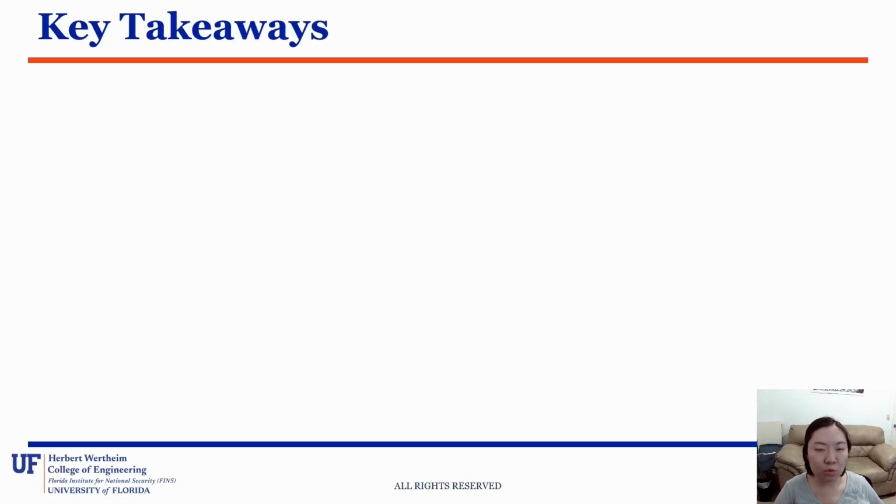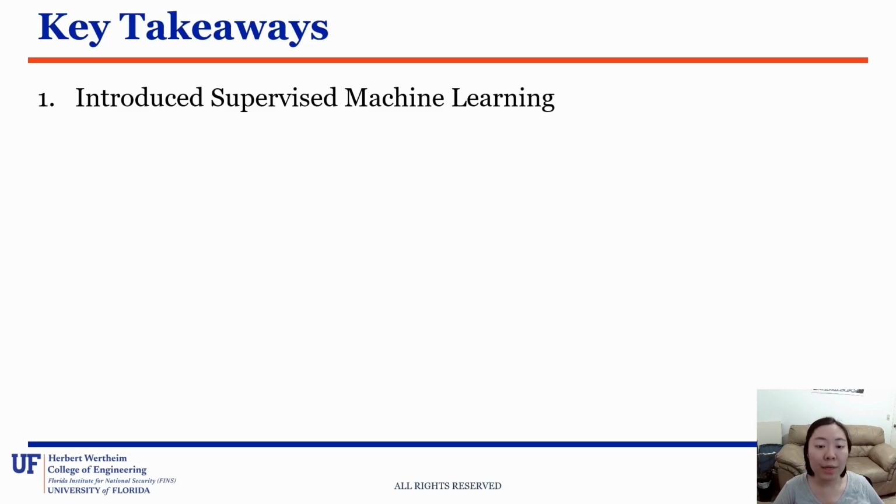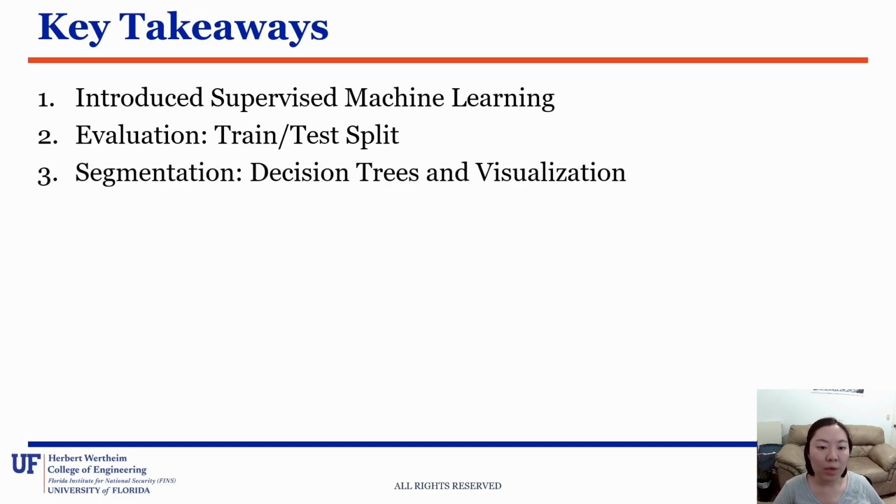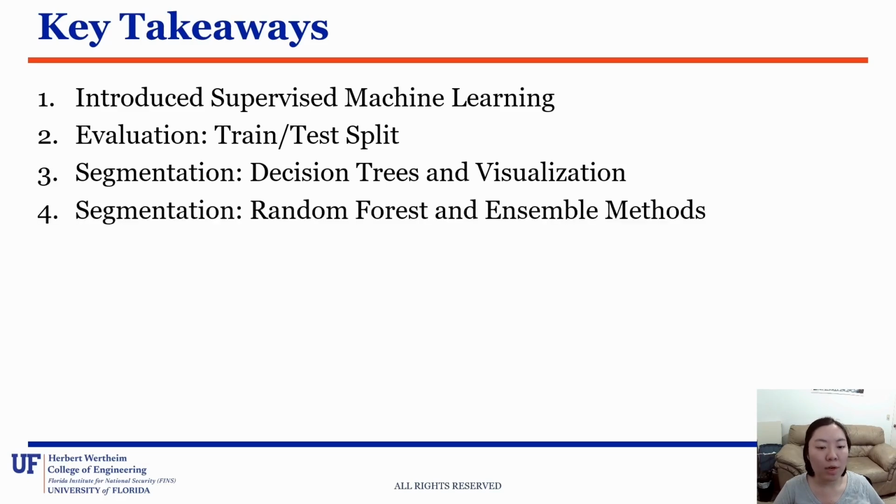In summary, this is what we covered today. We recapped unsupervised versus supervised learning and focused on supervised learning this time. We discussed the importance of model generalization and incorporated a train test split into our pipeline. We applied decision tree classification as a supervised learning segmentation technique and visualized our trained model. We also introduced the concept of ensemble methods and used the random forest algorithm to try to achieve better generalization than just one tree. And we also suggested a few potential extensions for you to look into and experiment.